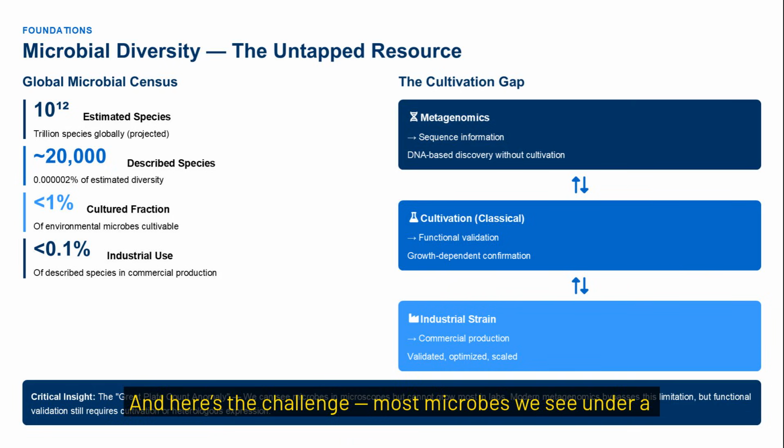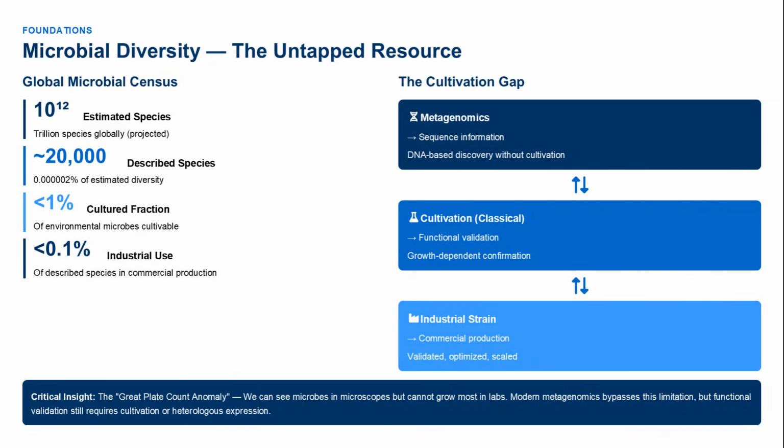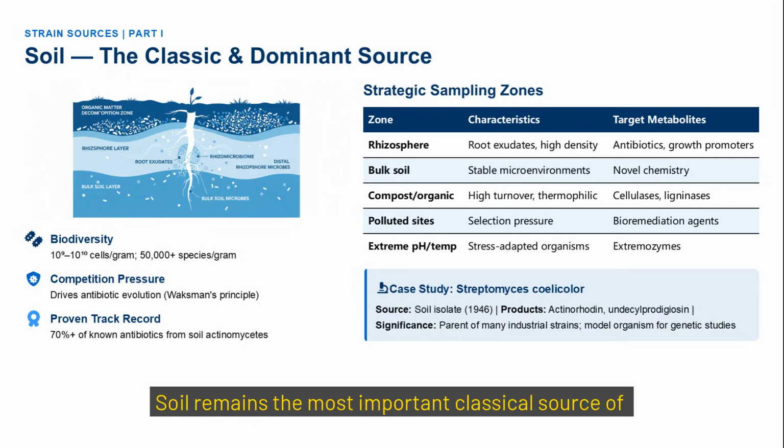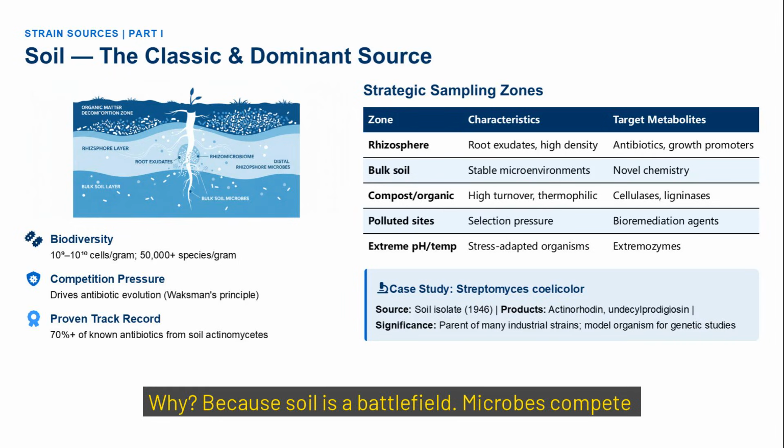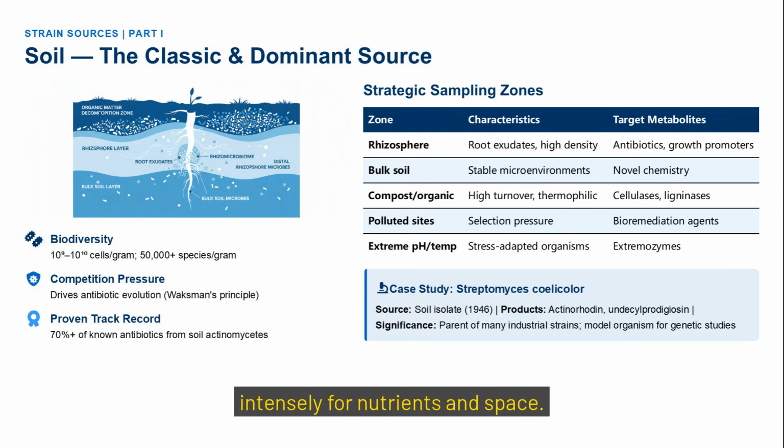Soil remains the most important classical source of antibiotics. Why? Because soil is a battlefield. Microbes compete intensely for nutrients and space. To survive, they produce antimicrobial compounds. More than 70% of known antibiotics come from soil actinomycetes, especially Streptomyces. So yes, soil is still a gold mine.